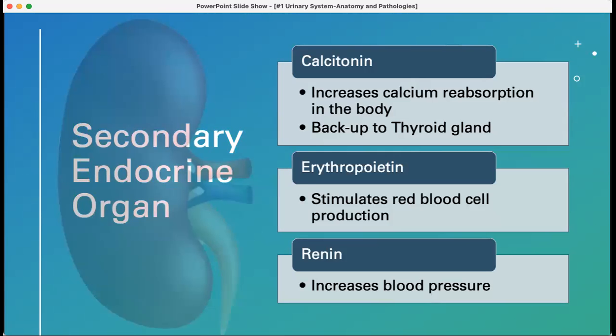The other thing, as a secondary endocrine organ, it manages calcium. So calcitonin is also produced by the kidneys along with the thyroid. So it's your backup system for your thyroid gland. And the erythropoietin stimulates red blood cell production from bone marrow. And then the renin increases blood pressure. So three hormones secreted by the kidneys.